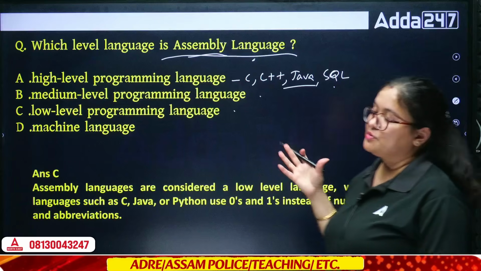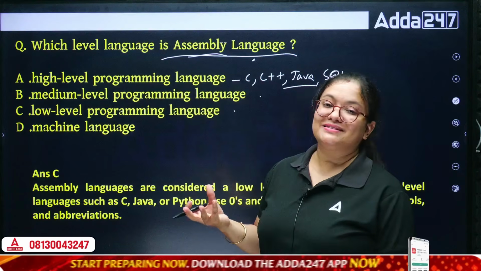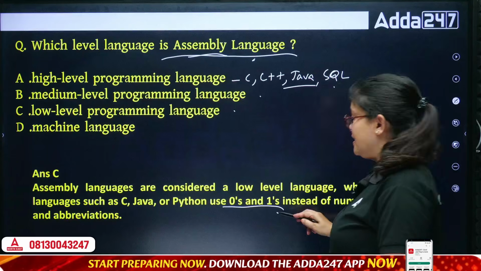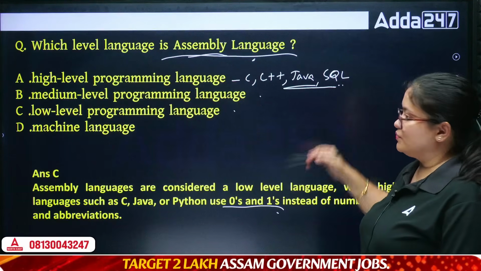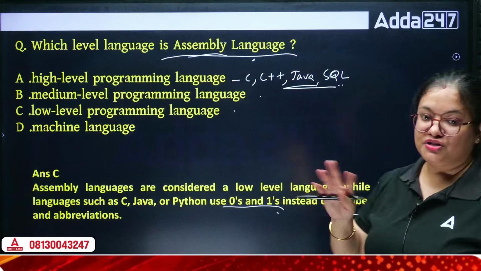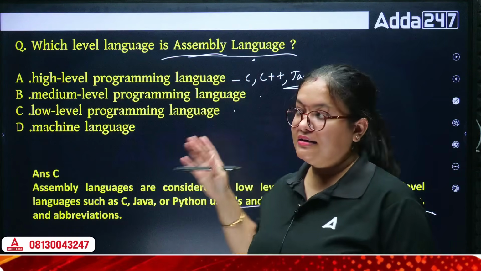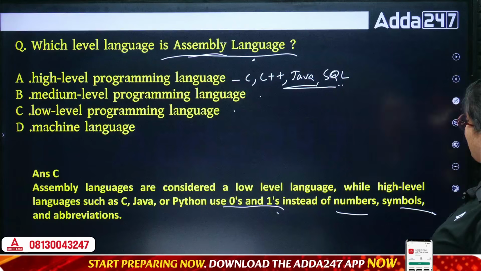Then what is the difference between low level and high level language? In low level language, we usually represent things in 0 and 1, right? While in high level language, we usually represent them in numbers, symbols or abbreviations. So this is the difference between high level and low level language. Do remember, this is asked most of the time in your exam.